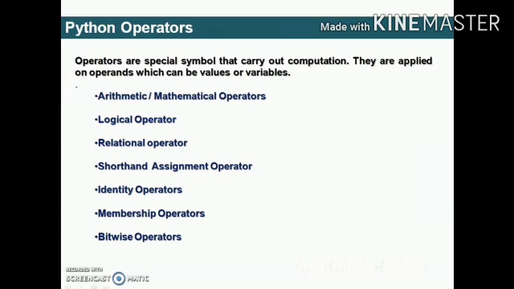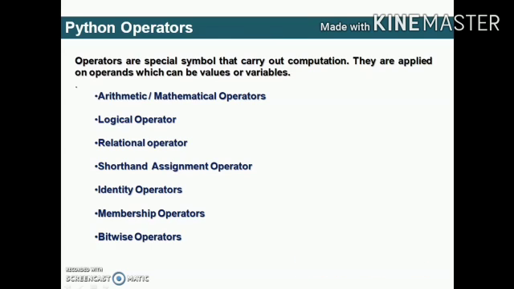Next is Python operators. Operators are special symbols that carry out computation. They are applied on operands which can be values or variables. They can be classified into arithmetic or mathematical operators, logical operators, relational operators, assignment operators, identity operators, membership operators, and bitwise operators.